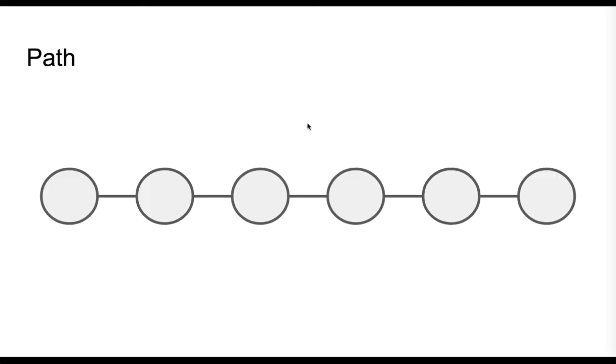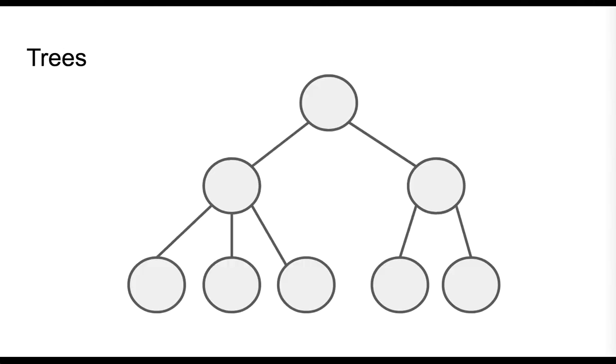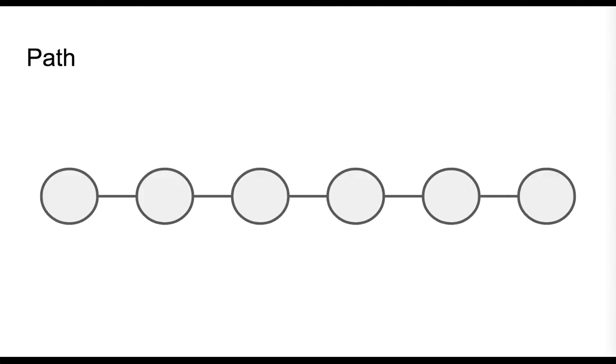This path is also an acyclic graph. And it's also a tree because I can't go from this node to the next node and back without traversing the same edge. So trees are acyclic graphs. Paths are specifically acyclic graphs with no more than two neighbors. So we have a node here and its neighbor is something that's next to it.